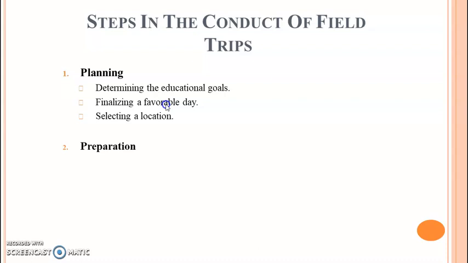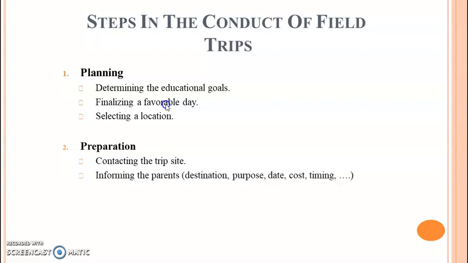Then comes preparation. So once you have done all the first three things, then you prepare for the trip, like contacting the trip site and informing them how many students are coming to the place. Then informing the parents about the destination, purpose, date, cost involved, and timing, so that they are also well aware of where the students are being taken.